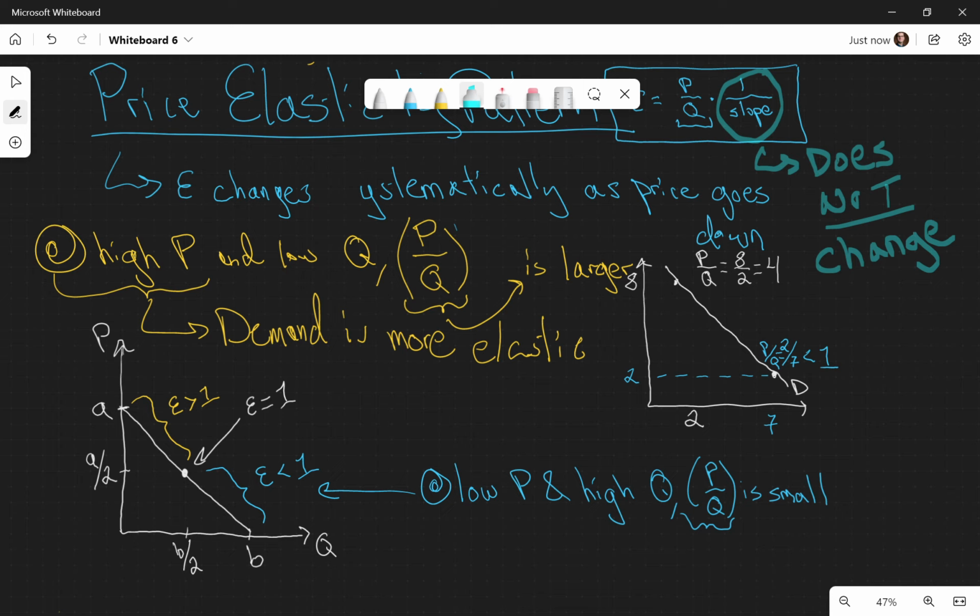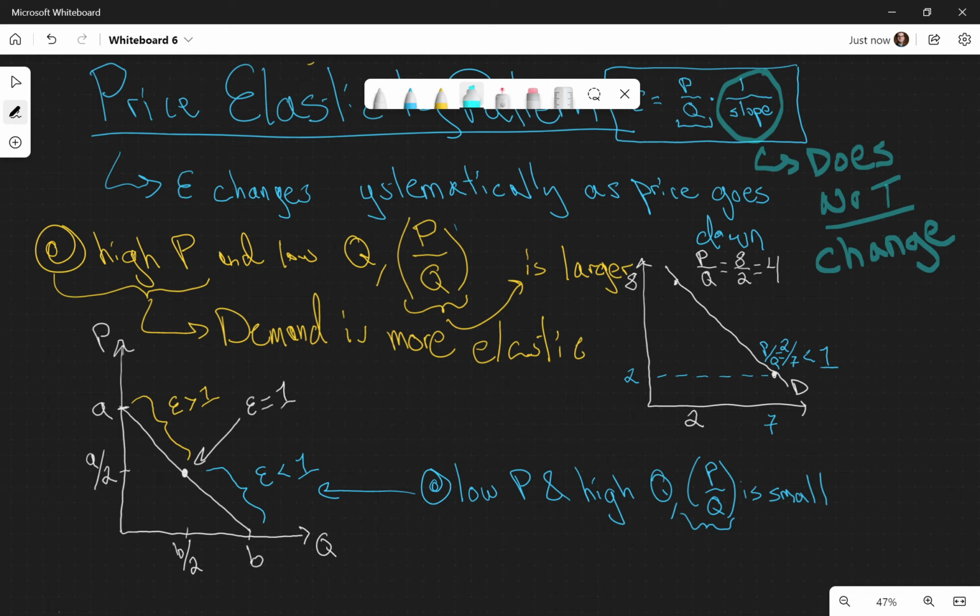Are you in the quadrant of high prices and low quantity? You're going to be in an elastic quadrant, because with high prices and low quantity, price over quantity is going to be a large number, right? 8 over 2 is 4, greater than 2 over 7. Questions on that?